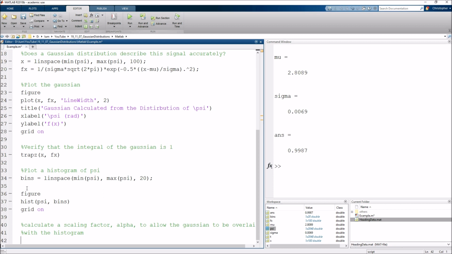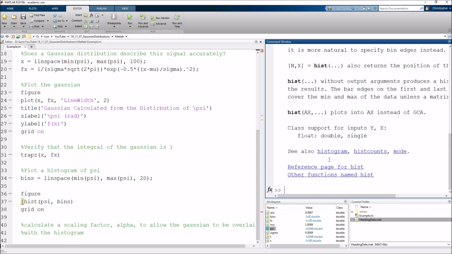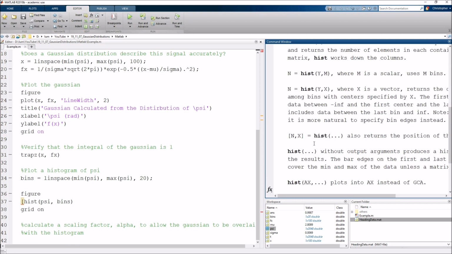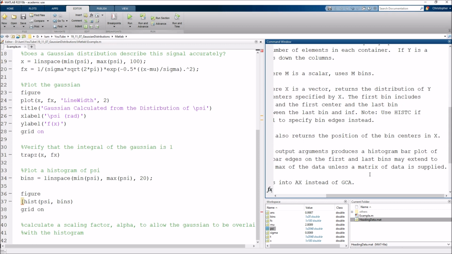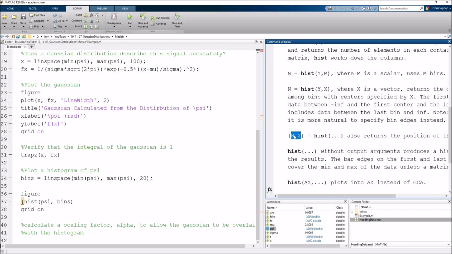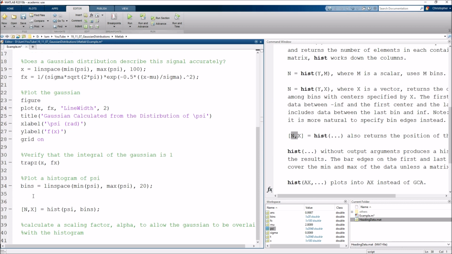I think what we need to do is come back to the histogram, and we actually need to ask for, if you look up the help on histogram, it says right here that if you ask it for output arguments n and x, it will also return the position of the bin centers of x along with the heights. Okay, so that's what we want to do. So let's say nx like that. So now we have the heights, and let's get rid of this figure because I'm going to want to plot this later.